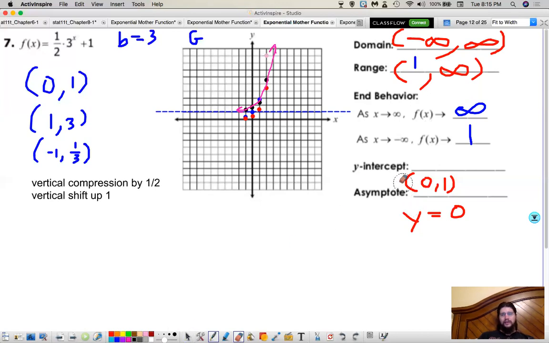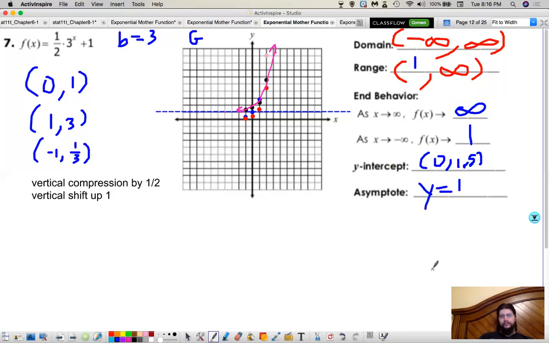Our intercepts, I'm not at 0, 1 anymore. Let me just erase it. I went up, right? Went half of the way, and then I went up 1, so that's at 1.5. So 0, 1.5, or 3/2 if you prefer. Yeah, 1.5, sorry. Then our asymptote, y equals 1. Done.